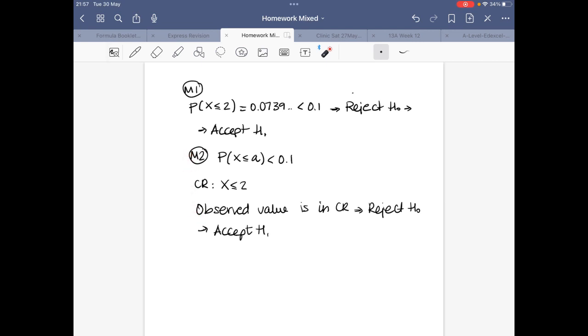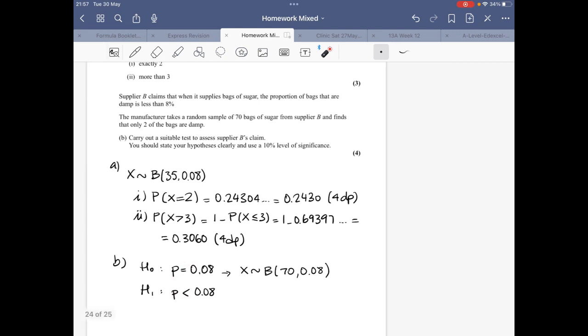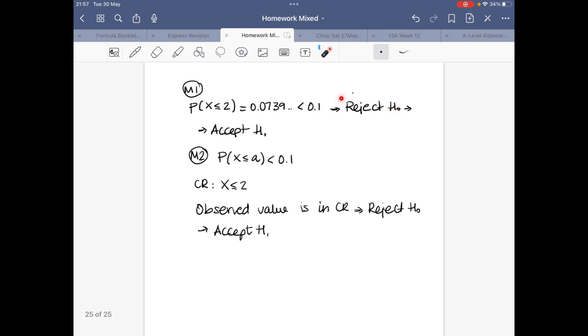Yeah, and that's all. But always remember, with hypothesis testing questions, 2 things. You have to write your hypotheses because you're going to get 1 mark for that, and you always have to write a conclusion at the end. So you have to say if you reject H0, which means accepting H1, or accept H0, and that's it.